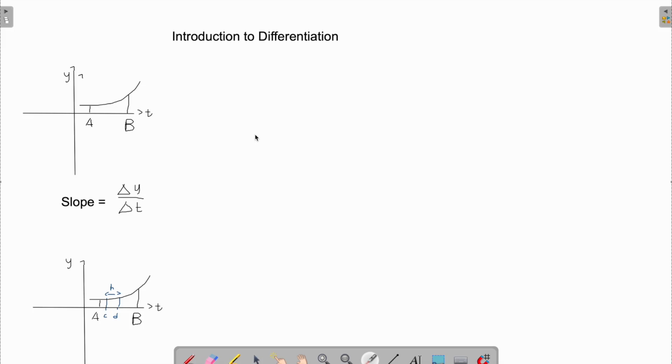Welcome to Keystone Shooters, and today we're going to be talking about some introduction to differentiation. So before we begin differentiation, we must first establish what we mean by rate of change.